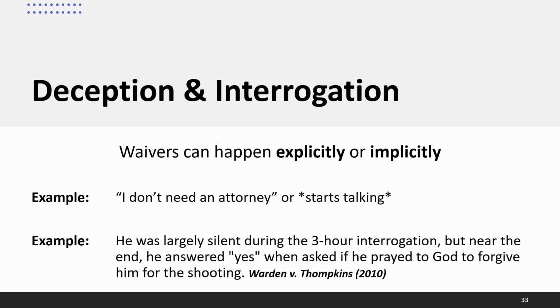So this would be an implicit waiver of your Miranda rights, where during this 3-hour-long interrogation, all you said was yes when they said, "Do you pray to God to forgive you for the shooting?" And they take that basically as a confession. You just said that you did the shooting. You said you prayed to God to get his forgiveness for the shooting. Which is kind of like the police way of saying, a stupid person says what? Or a guilty person says what? So you can waive your rights implicitly or explicitly.